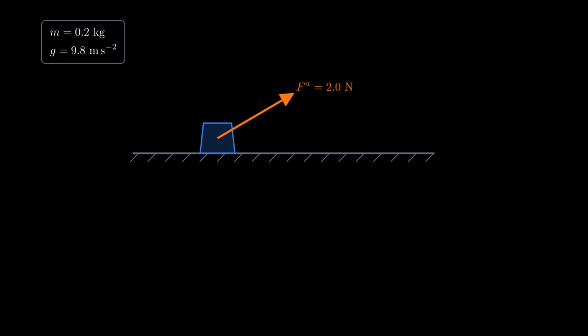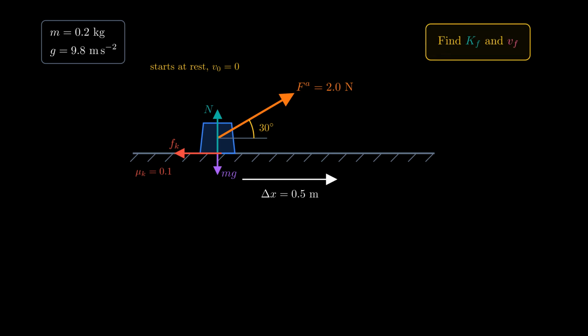One more example, this time with two forces doing work at once. A person pushes a cup of mass 0.2 kilograms along a horizontal table. The push has magnitude 2.0 newtons aimed at 30 degrees above the horizontal, and it acts over a distance of 0.5 meters. The coefficient of kinetic friction between cup and table is 0.1. The cup starts at rest. Find its final kinetic energy and final speed.